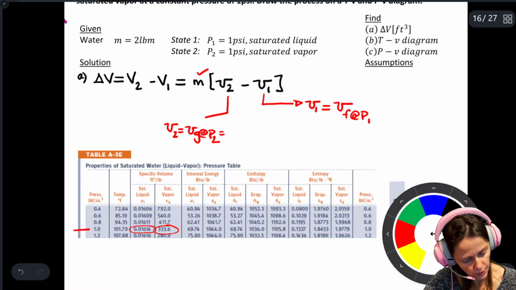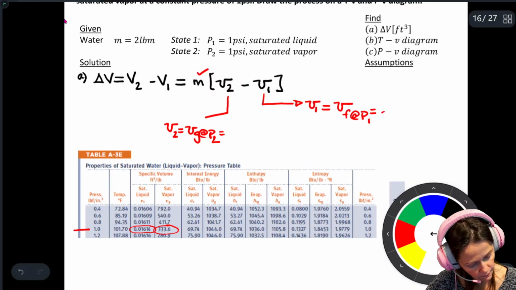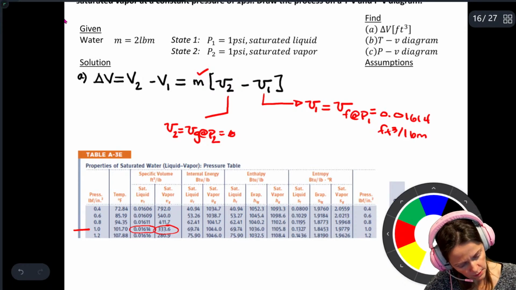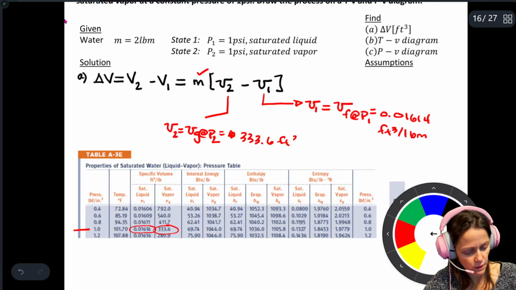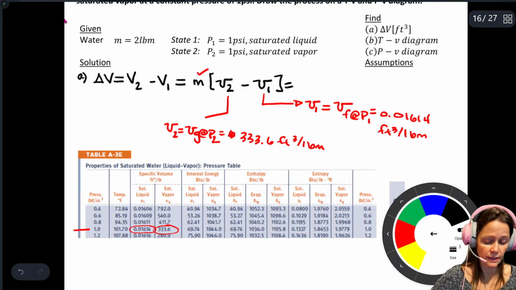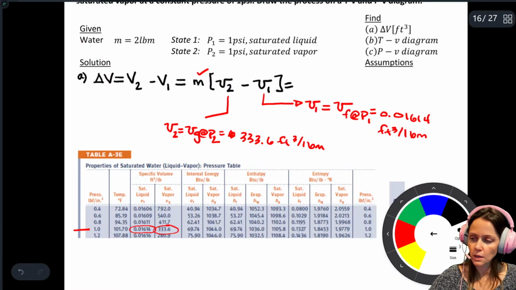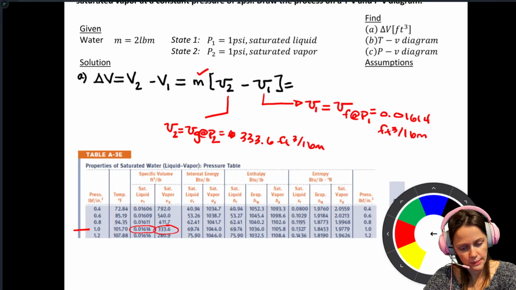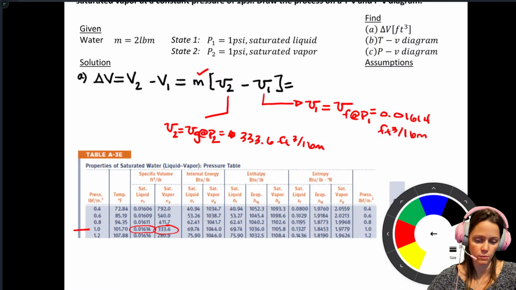All right, so I got a V sub F of 0.01614 feet cubed per pound mass. This guy is, oopsies, 333.6 feet cubed per pound mass. And so if we're multiplying that by 2, so let's see, 333.6 minus 0.01614 times 2, I got 667.17.